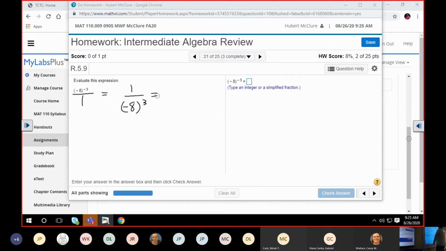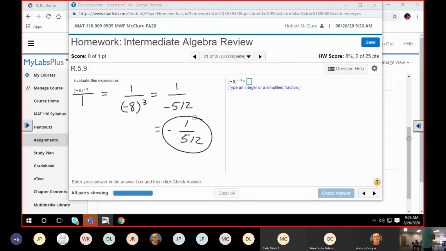And I have no idea what 8 to the third power is, but 8 times 64 would be what, 512 or something ending in 2. What is it? Somebody tell me. What's 8 to the third power? 512. Okay. So your final answer is -1 over 512, if that's the way they want it. It says it's a simplified fraction, so that should be your answer.